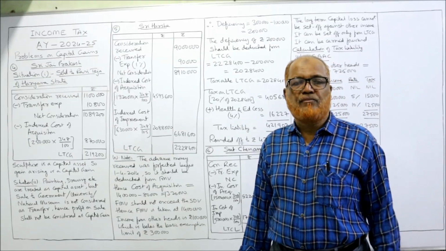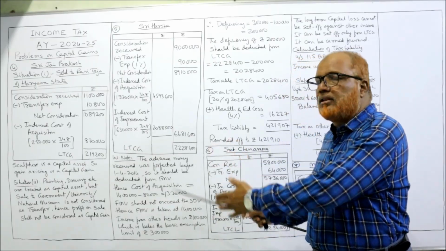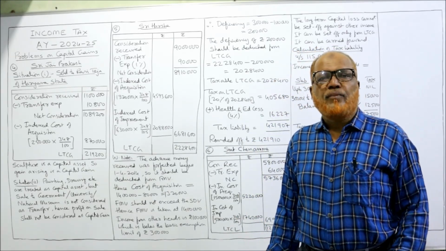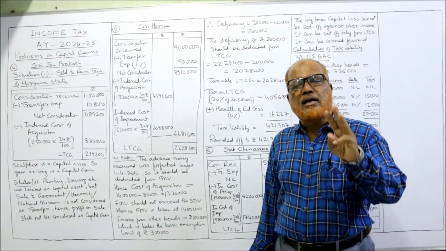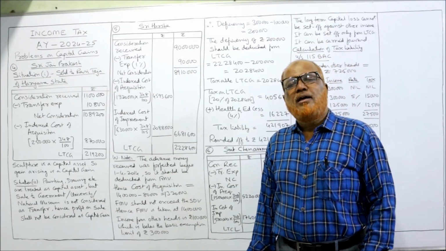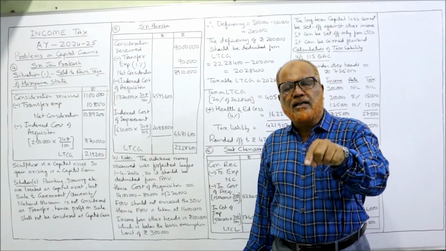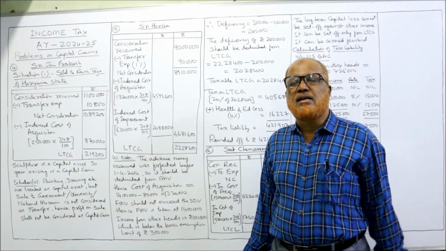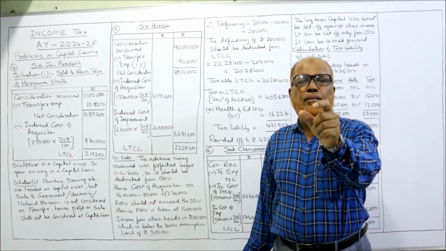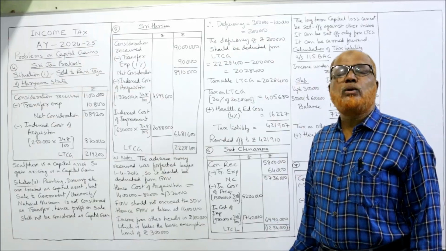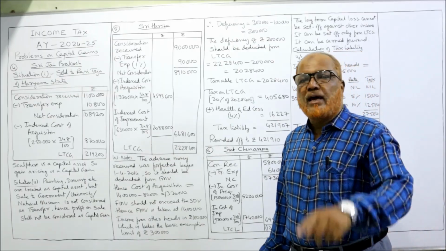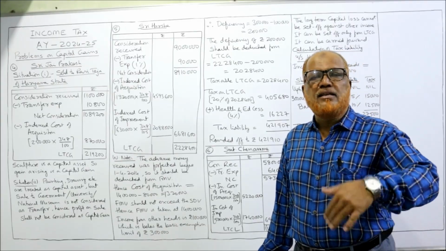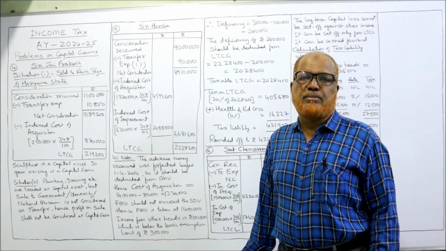Write a note of it. Very important point. I am not writing all these things on the board because it will take more time. The basic exemption limit in the new tax regime is 3 lakh. If a person is having other income less than 3 lakh, then whatever deficiency is there, that means 3 lakh minus 1 lakh, 2 lakh is the deficiency. That 2 lakh rupees will be deducted from long-term capital gain, and the result is the taxable long-term capital gain.